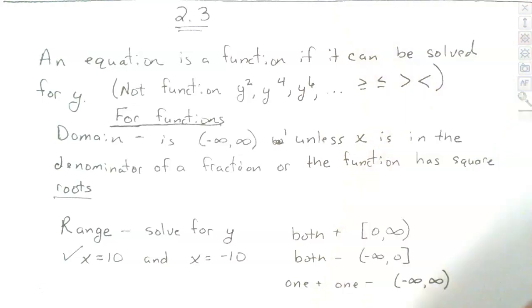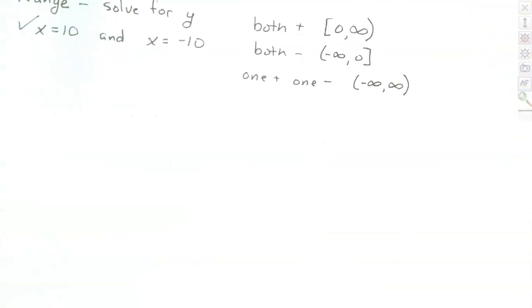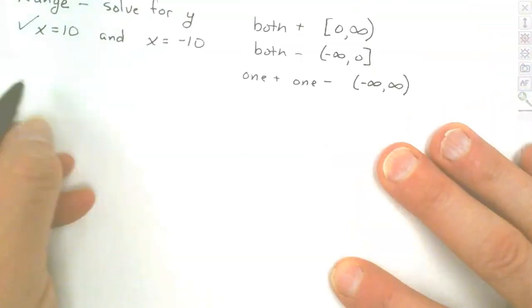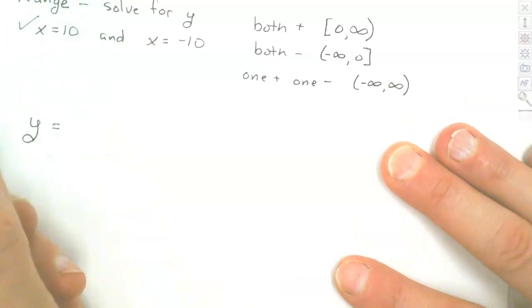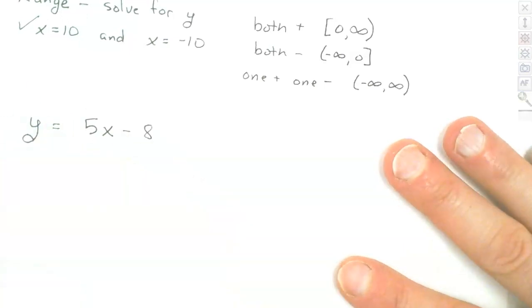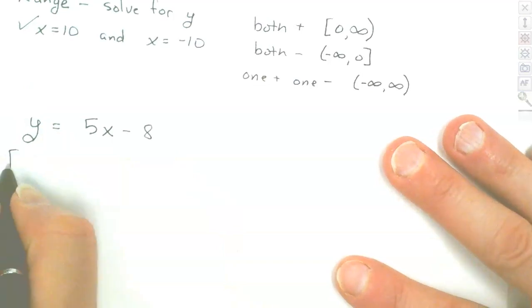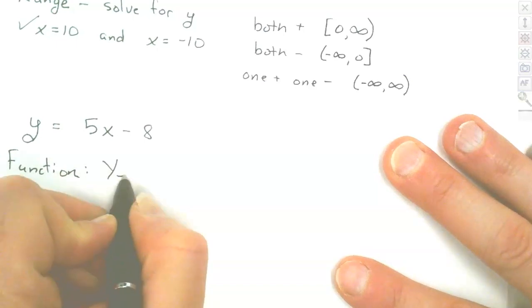Okay, let's go ahead now and look at a couple of these. We're going to determine if these are functions or not. And then we'll also find the domain and the range. And the first couple are going to be functions. So here's one we're going to look at. How about y equals 5x minus 8? Okay, is this a function? Well, obviously it is. Now, how do I know it's a function?